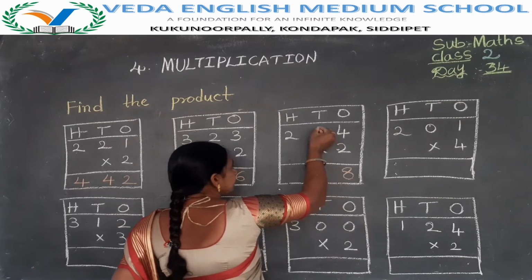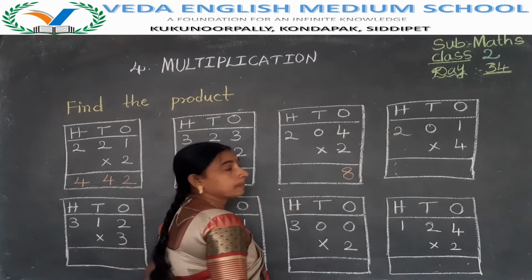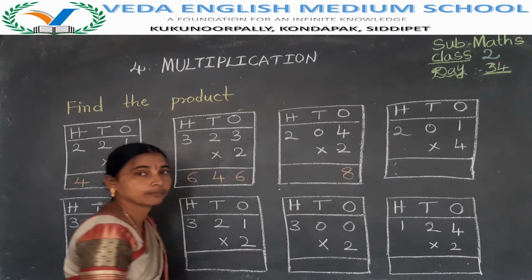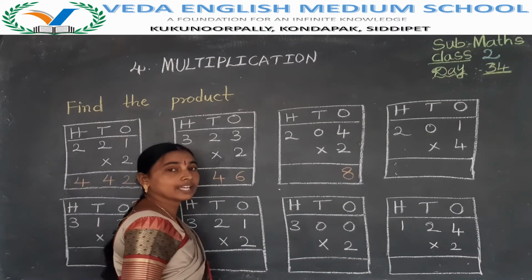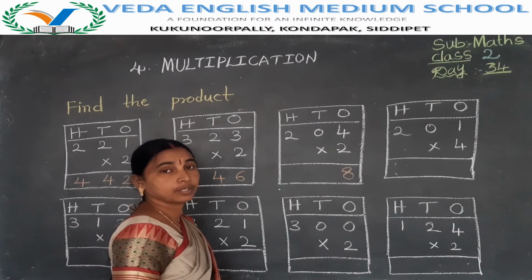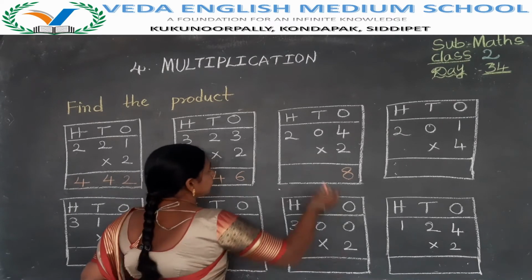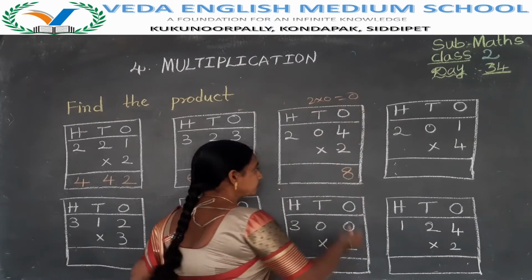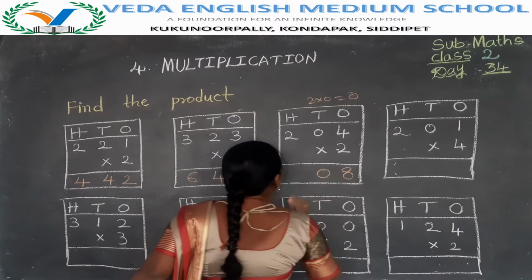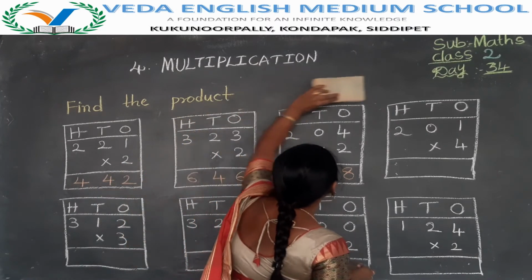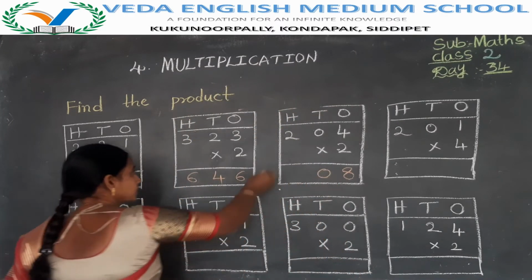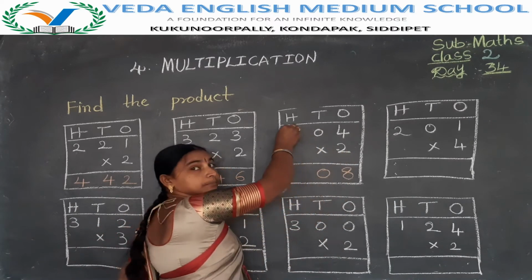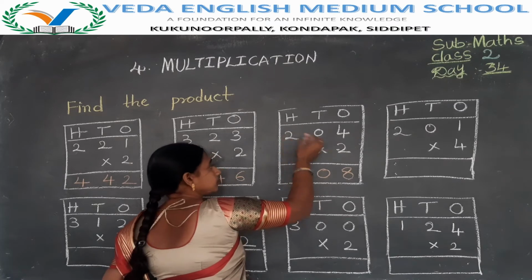See Nana, what is given in the tens place? 0. Multiply digit 2 in the tens place by 0. 2 zeros are 0. 2 into 0 equals 0. So here write 0. Okay. In the hundreds place 2. Multiply 2 in the hundreds place by 2. 2 into 2.